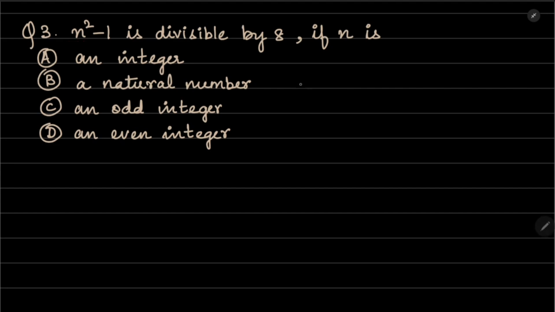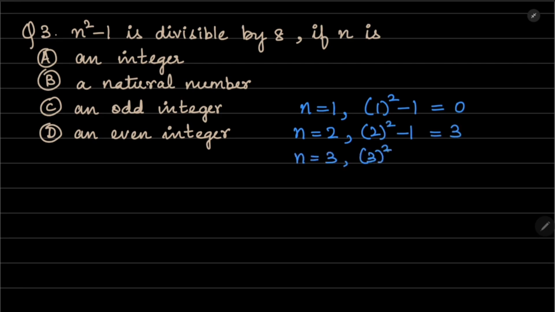When n is equal to 1, what is n square minus 1? 1 square minus 1 is nothing but 0. For n equal to 2, it is 2 square minus 1, 4 minus 1, which is 3. For n equal to 3, it's 3 square, 9 minus 1, which is 8. For n equal to 4, again 4 square, 16 minus 1, which is 15. For n equal to 5, let's stop with 5.